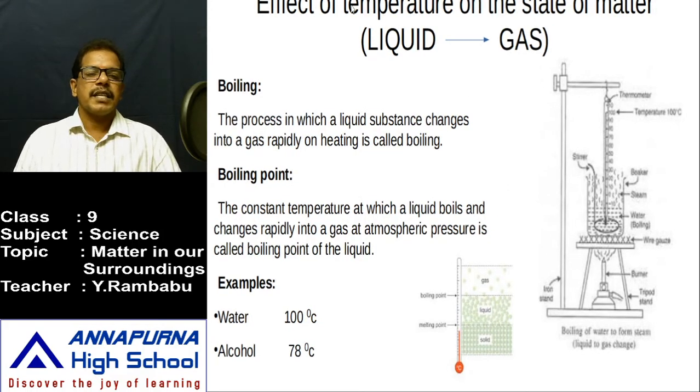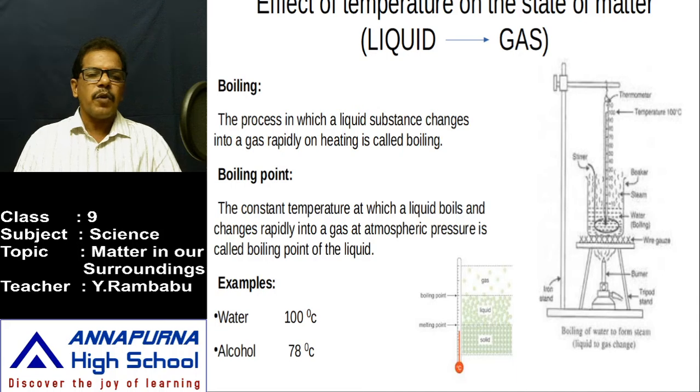This constant temperature at which a solid converts into liquid is called its melting point, and the constant temperature at which a liquid changes into gas is called the boiling point. Water boils at 100 degrees Celsius. That means the temperature remains constant at 100 degrees Celsius when water changes into steam. This constant temperature is called the boiling point of water.